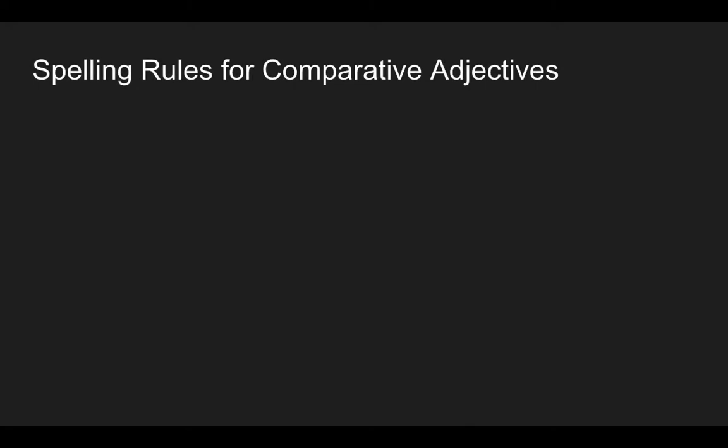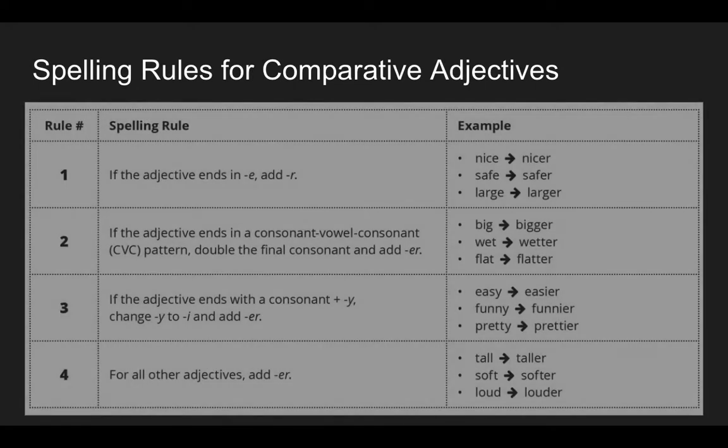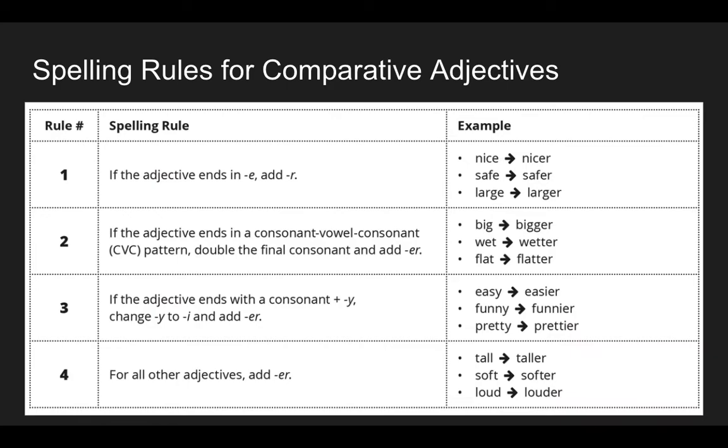So there are some rules for spelling that we can look at. First rule, if the adjective ends in the E, like nice, safe, large, for comparatives, when we add that ER, we just add the R. It's not EER, just R. Nice, nicer, safe, safer, large, larger.